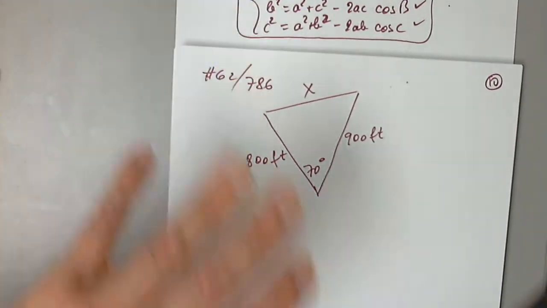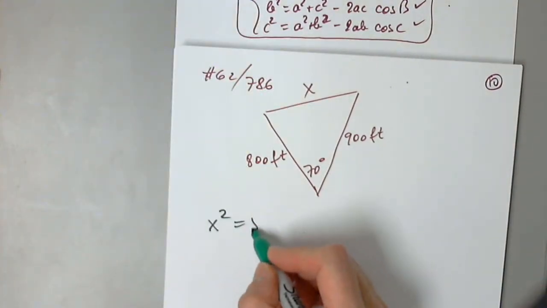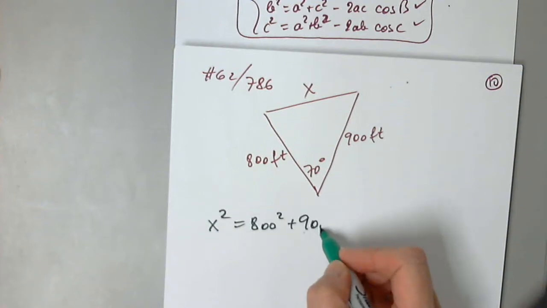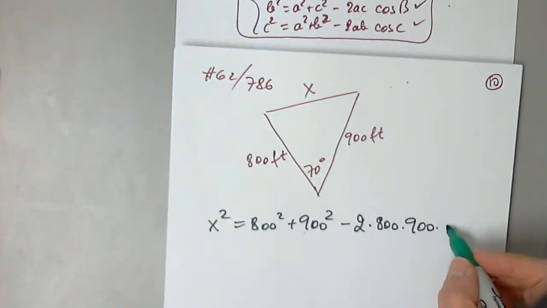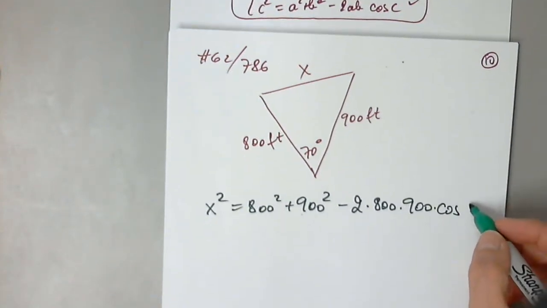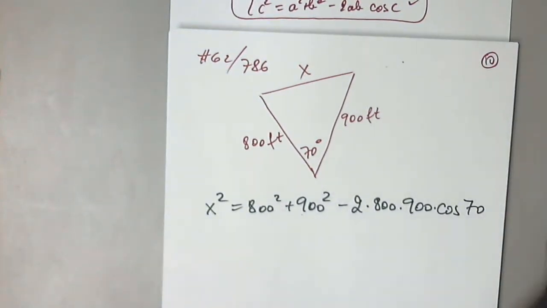So we're going to write that x squared equals 800 squared plus 900 squared minus 2 times 800 times 900 times cosine. Very good. So it's the opposite side of the angle. So x squared equals 800 squared plus 900 squared minus 2 times 800 times 900 times cosine 70 degrees.